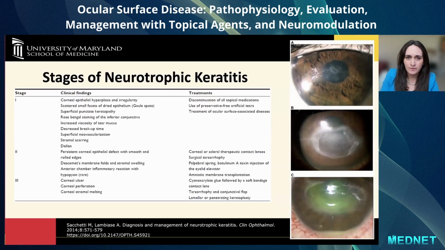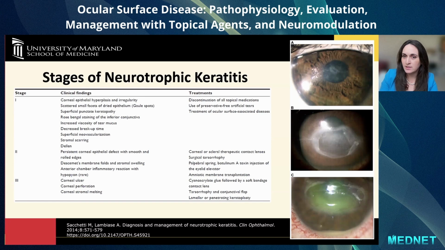There are different stages of neurotrophic keratitis. Ultimately, you want to treat this in a stepwise fashion. Stage 1 is with corneal epithelial irregularity. Stage 2 has a persistent corneal epithelial defect, usually with rolled edges. And then stage 3 is a corneal ulcer, and can lead to corneal perforation and corneal stromal melting.